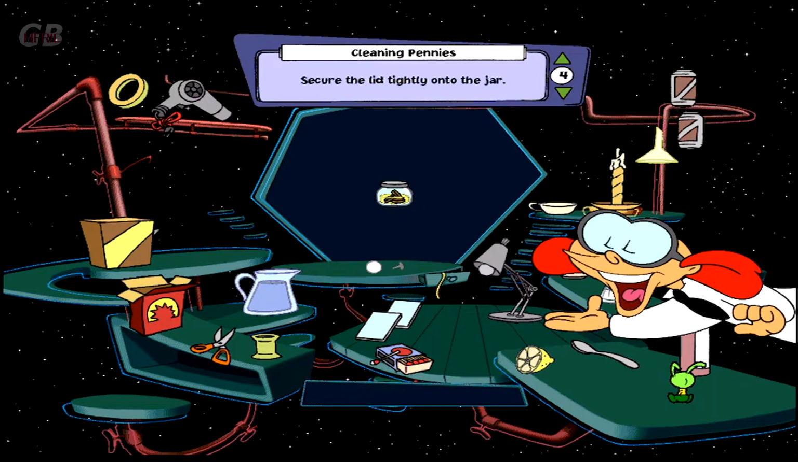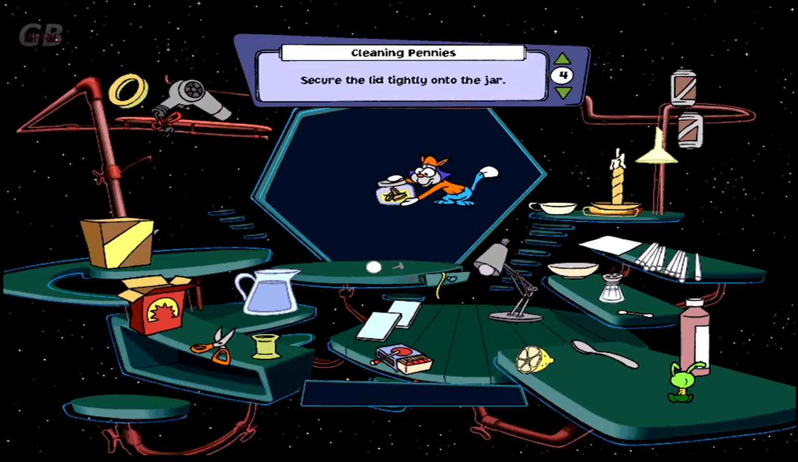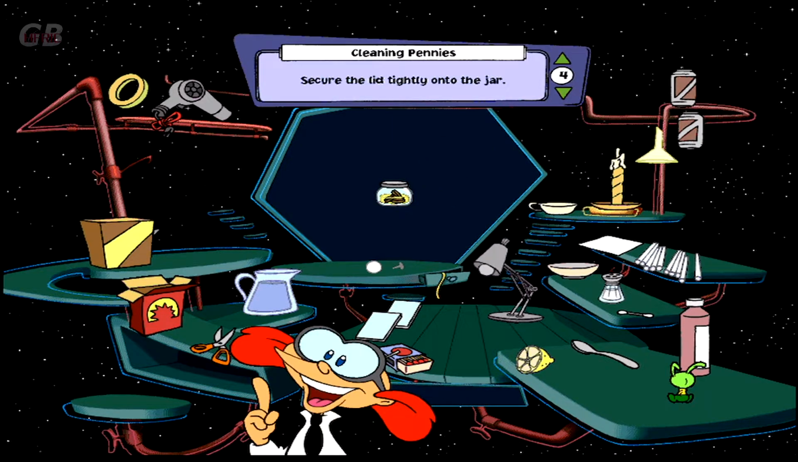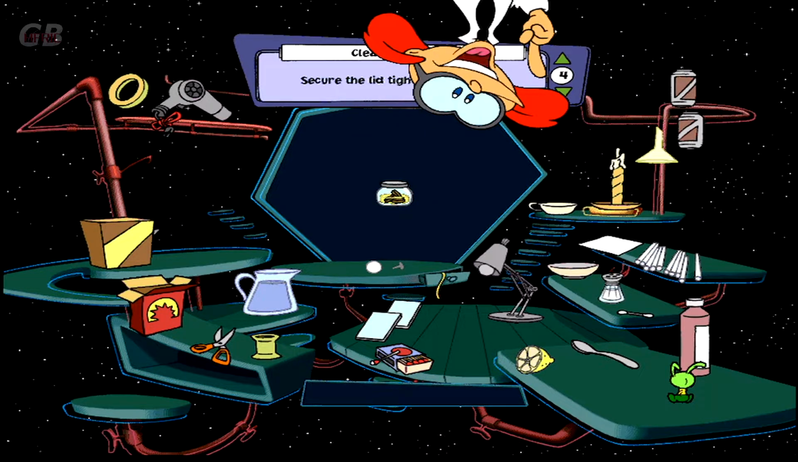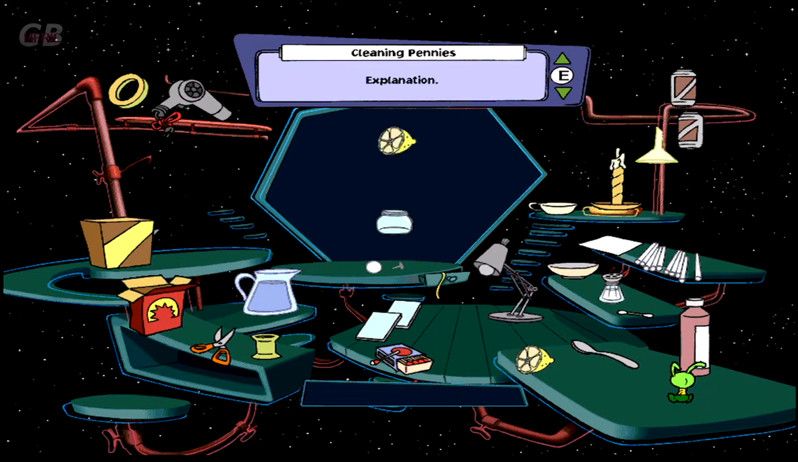Bits, we need a little help out here. Great work, Bits. Now let's open the jar and look at our pennies. Amazing! They are clean as a whistle. Mr. Announcer, could you tell us what's happened? The acid in the lemon juice and the abrasiveness of the salt work together to remove the tarnish from the pennies. This will also work with tarnished nickels, dimes, and on inexpensive jewelry.